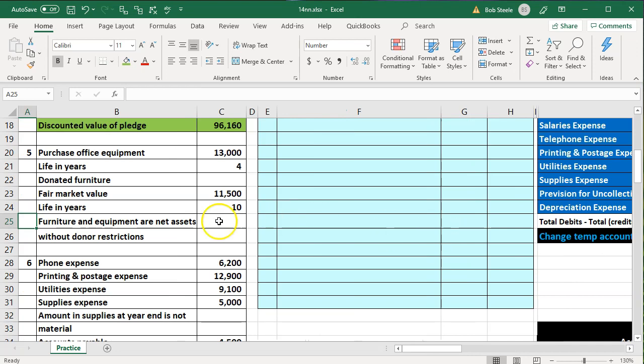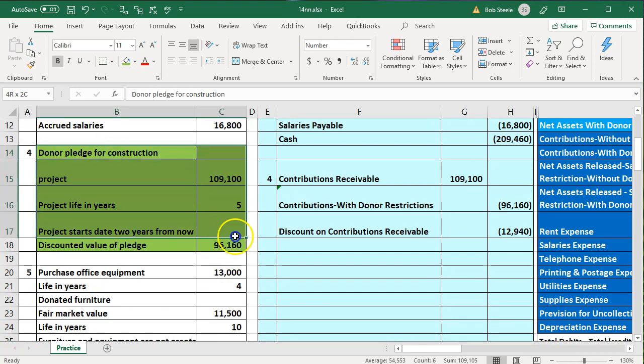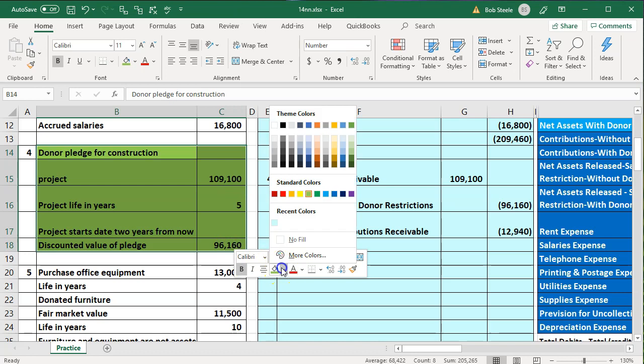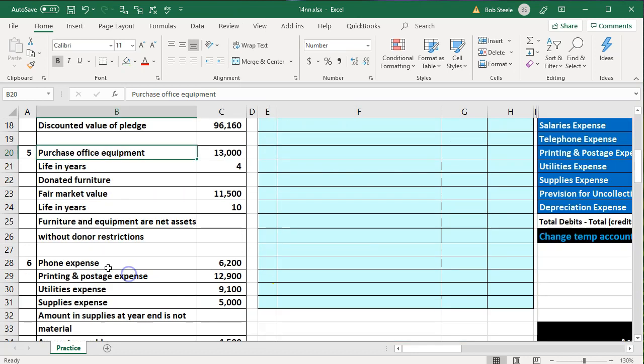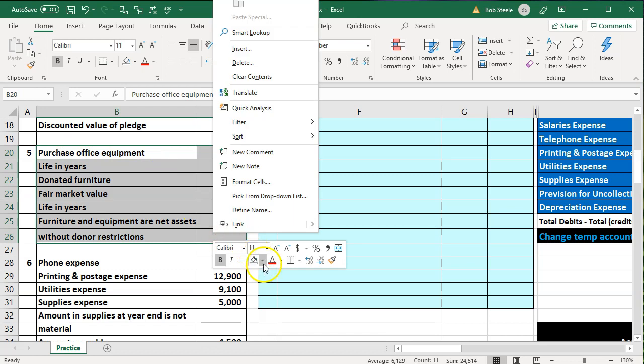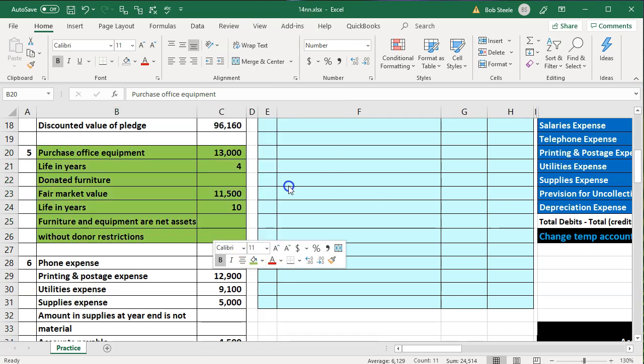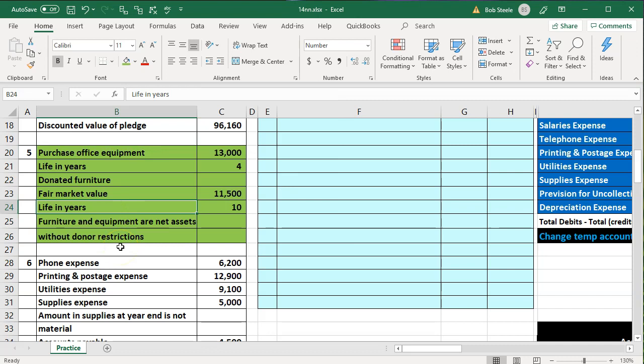So now we're going to go back over to number 5. So we're going to ungreen number 4. Scrolling up, ungreening number 4, ungreen, no fill. And then I'm going to green number 5. We're going to highlight that and say make that green, green fill. And this is going to be a purchase of equipment.